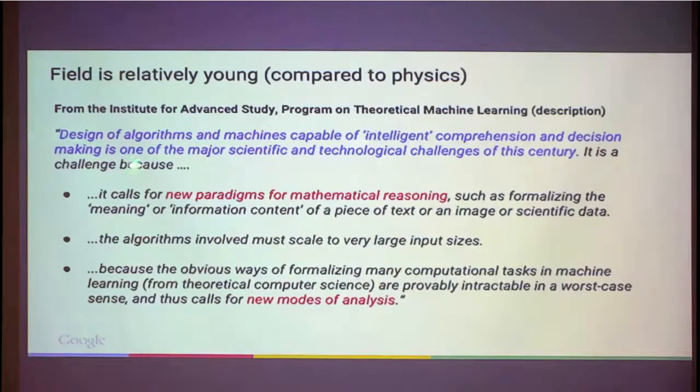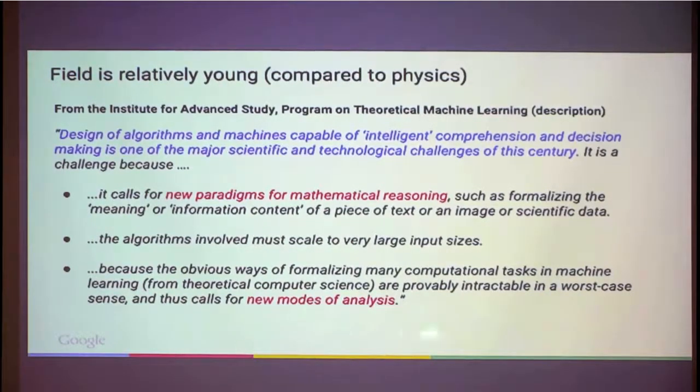The design of algorithms and machines capable of intelligent comprehension and decision-making is one of the major scientific and technological challenges of this century. It is a challenge because it calls for new paradigms for mathematical reasoning, such as formalizing the meaning or information content of a piece of text or an image or scientific data. The algorithms involved must scale to very large input sizes. So these are the usual issues of scalability that come up in computer science. And finally, because the obvious ways of formalizing many computational tasks in machine learning, which come from theoretical computer science, are provably intractable in a worst-case sense, it calls for new modes of analysis.